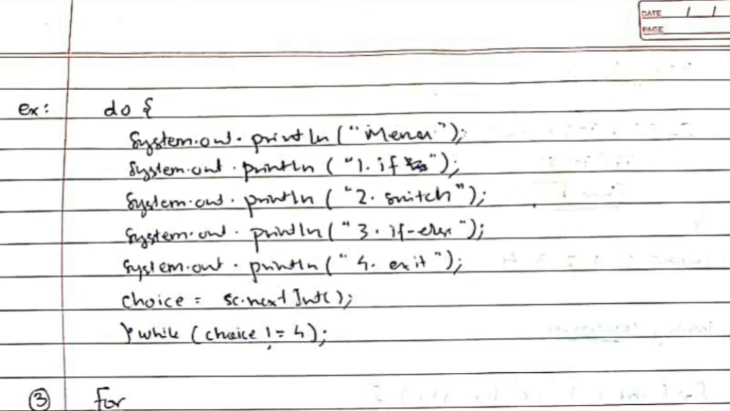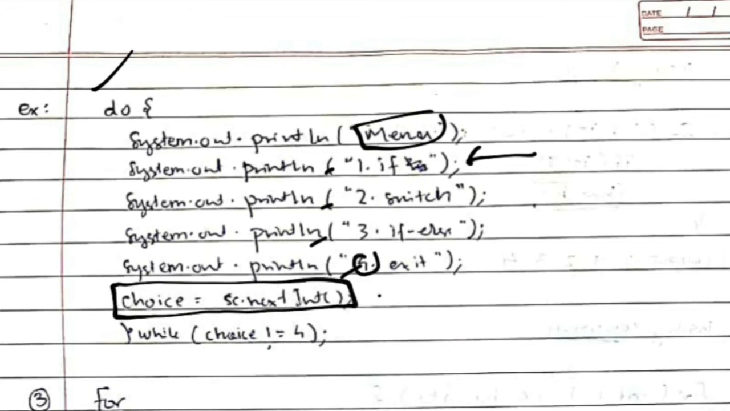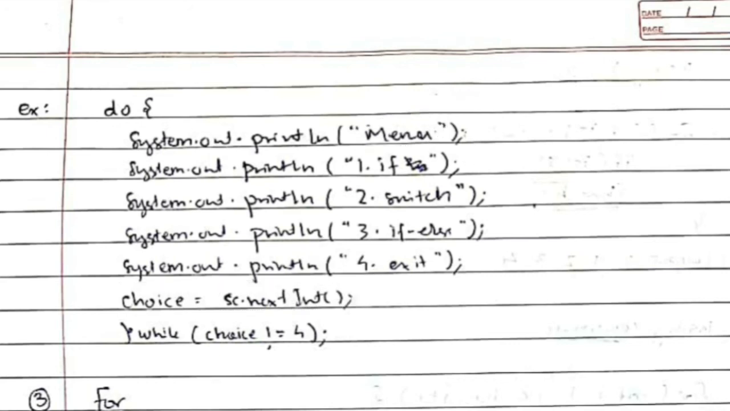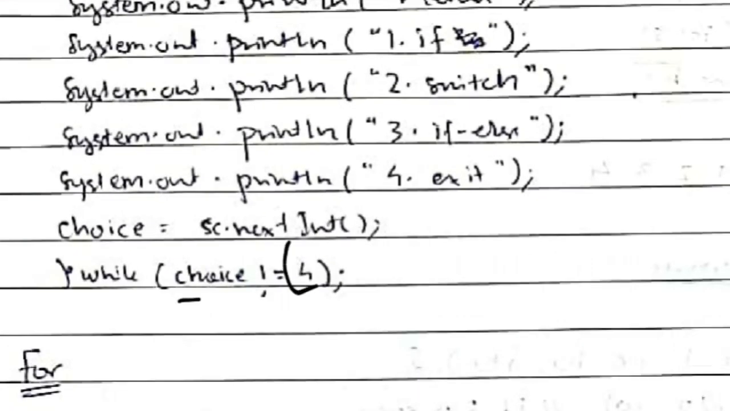So in the same case, in programming, we can use the do statement for having the menu, with if else if statement, switch statement, if else statement, or exit. At that time the user will choose the statement, the number will be chosen by the user that I have to store in the choice, and then I will be checking at last while choice is not equal to 4. If choice is 4, it means exit the loop.